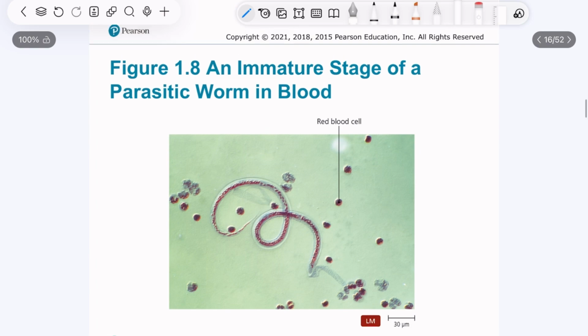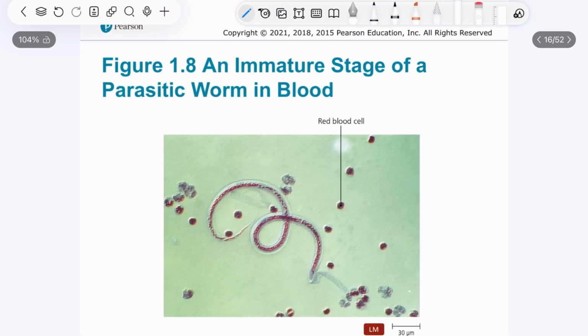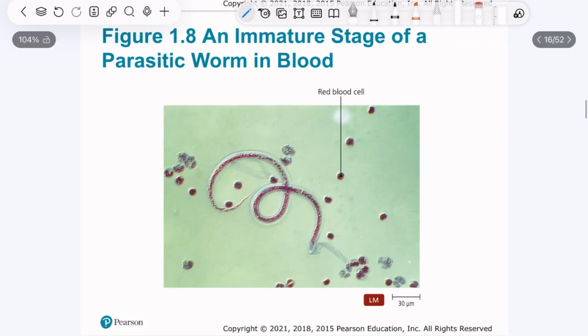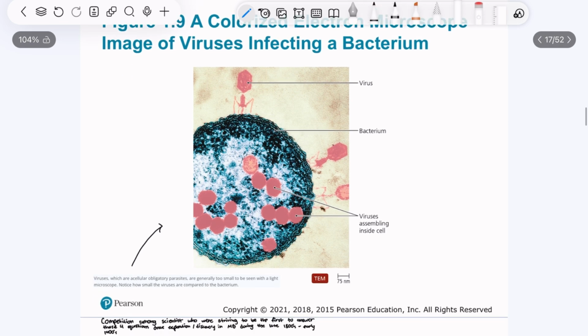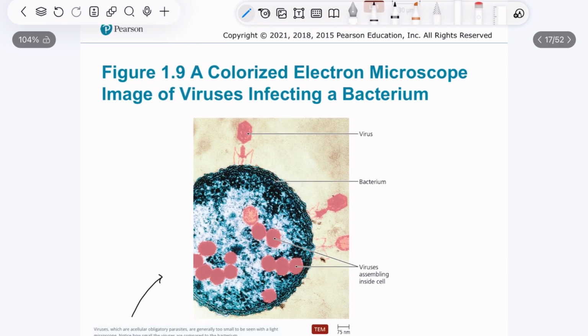So this image here shows an immature stage of a parasitic worm in blood. Then this image here shows a colorized electron micrograph of a virus infecting a bacterium. What you should take away from this image is the size difference between a virus and a bacterium.